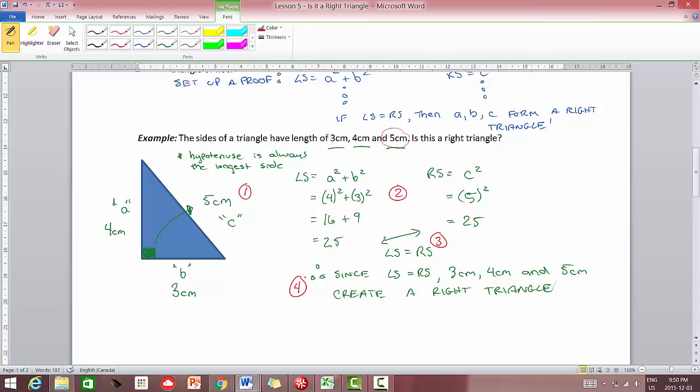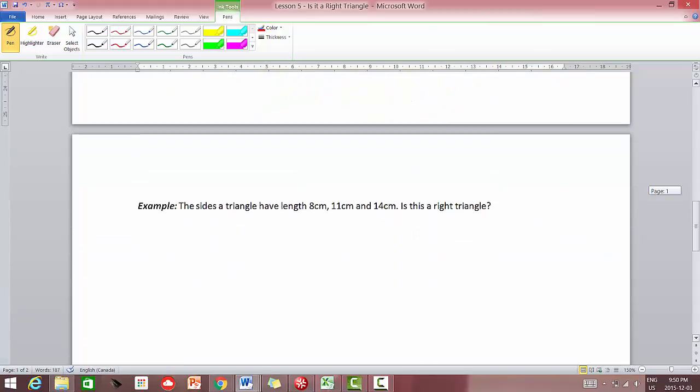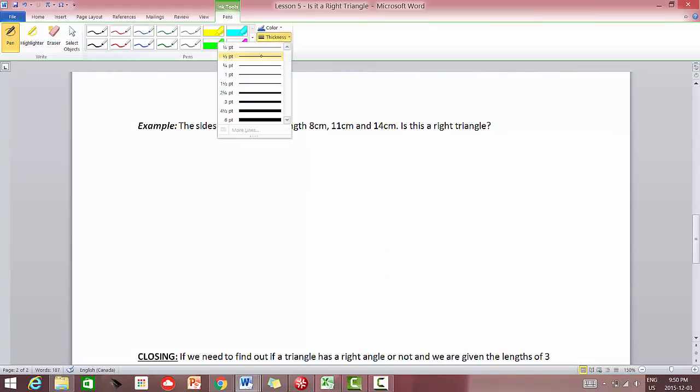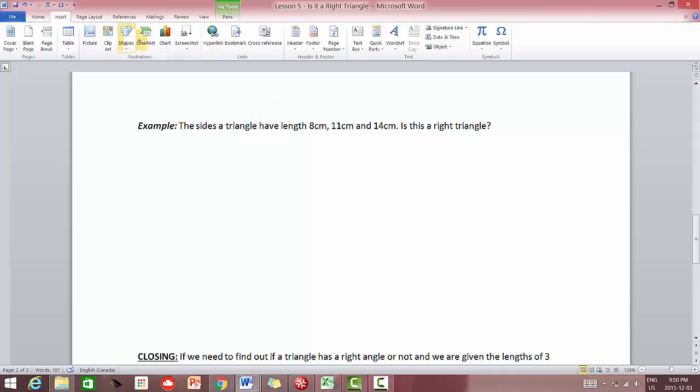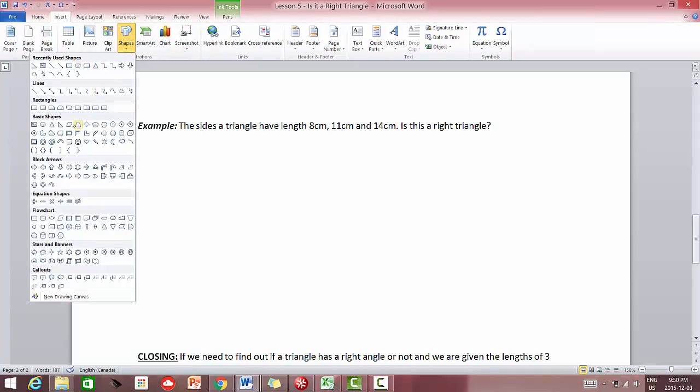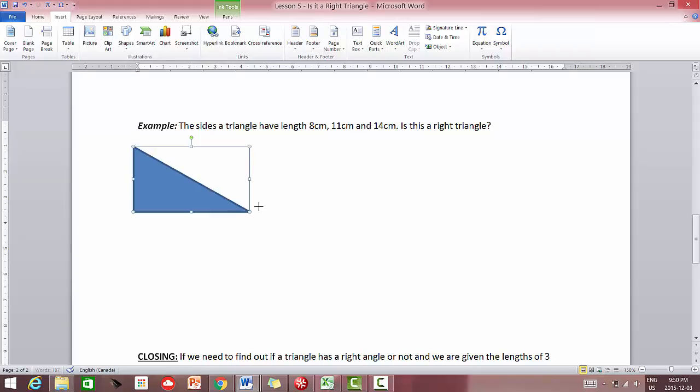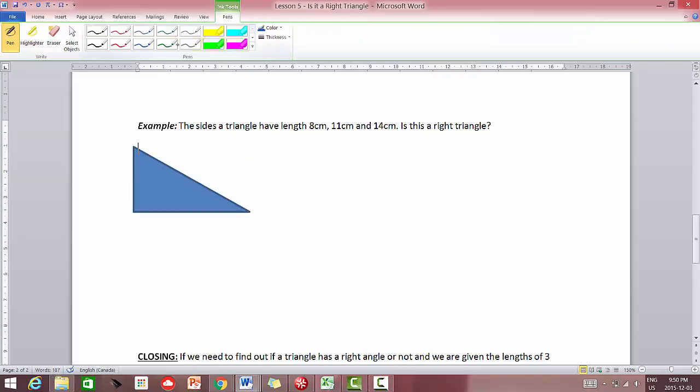Okay, let's try one more example. We're going to scroll down a little bit. So first things first, we're going to draw out a triangle. Assume it's a right angle triangle. Okay, and we'll get our pen out. Assuming that this is the 90 degrees here. Directly across should be your longest side, and our longest side is 14 centimeters.